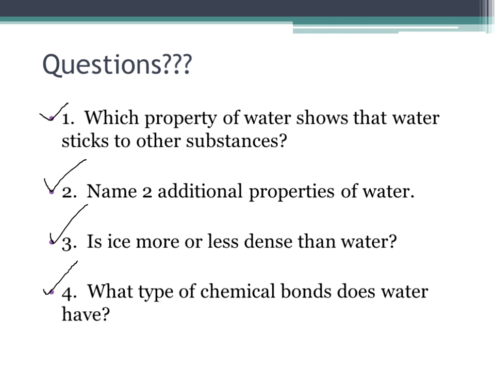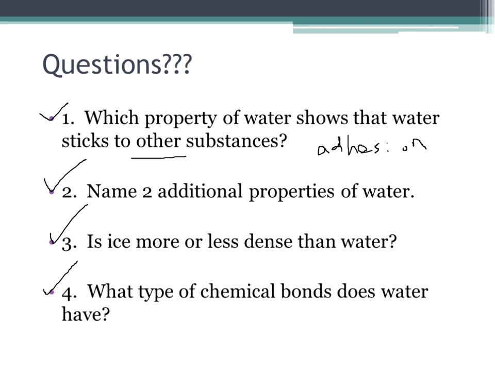So number 1, which property of water shows that water sticks to other substances? I'm seeing both. Be careful. Which property of water shows that water sticks to other substances? All right, looks like we're getting this one now. Yep, that is adhesion. Remember, adhesion is where it sticks to other substances. Cohesion is where it sticks to itself. So that would be adhesion.